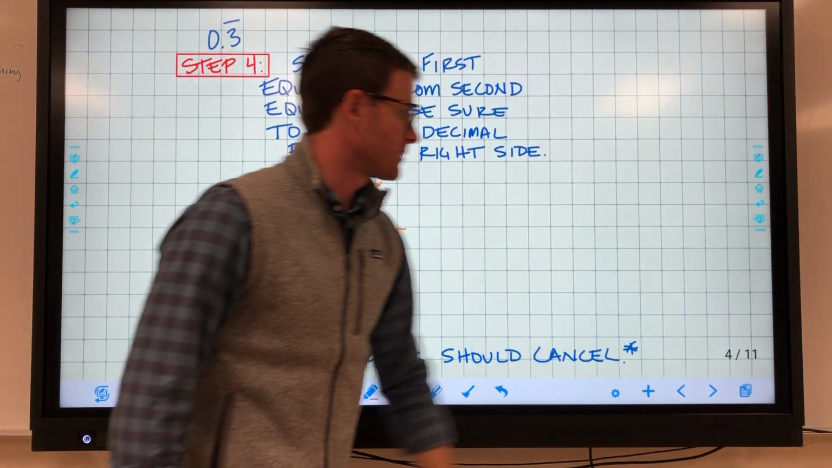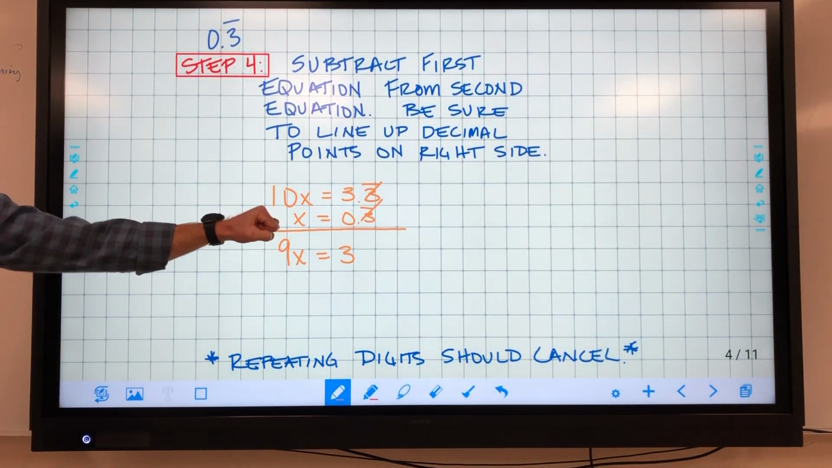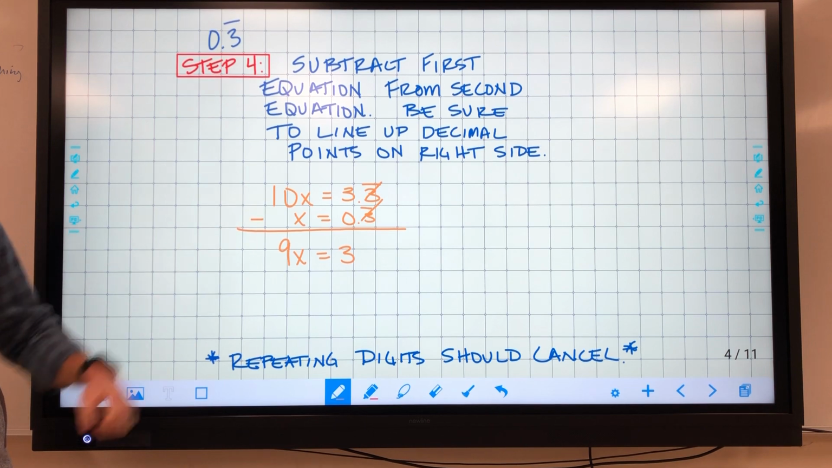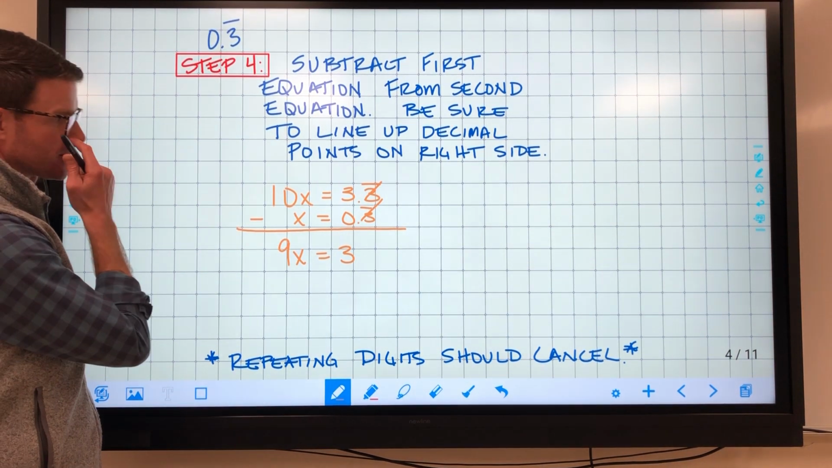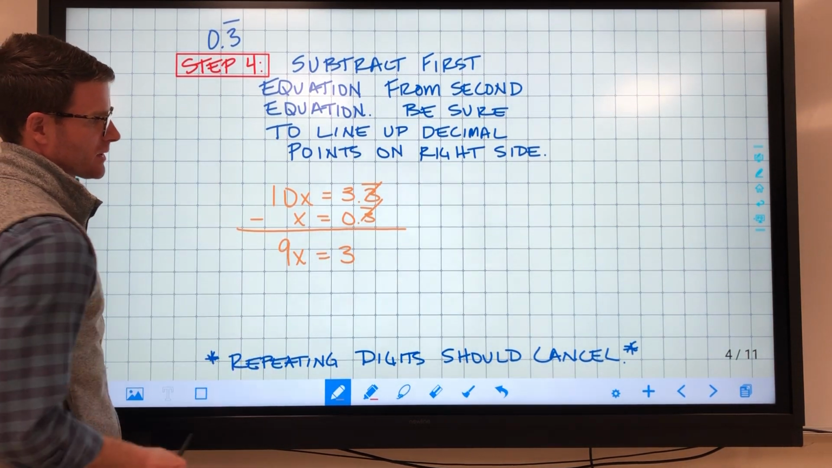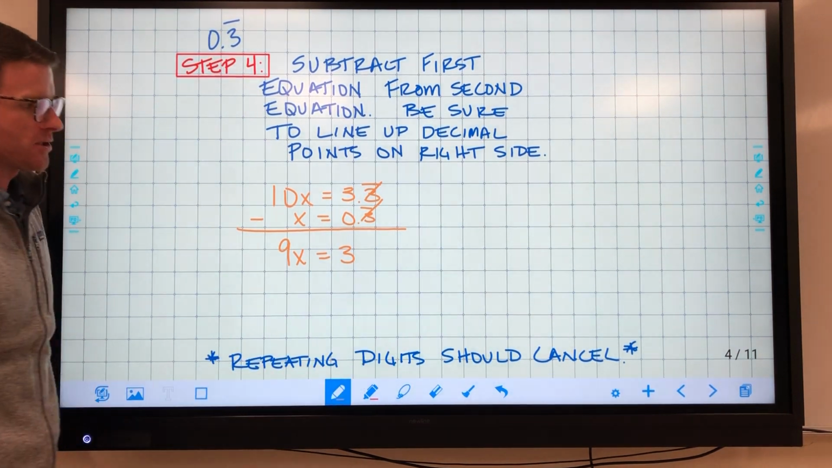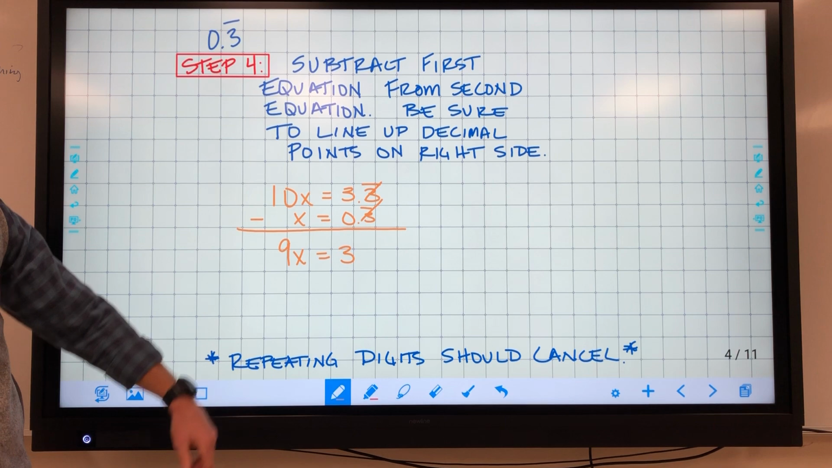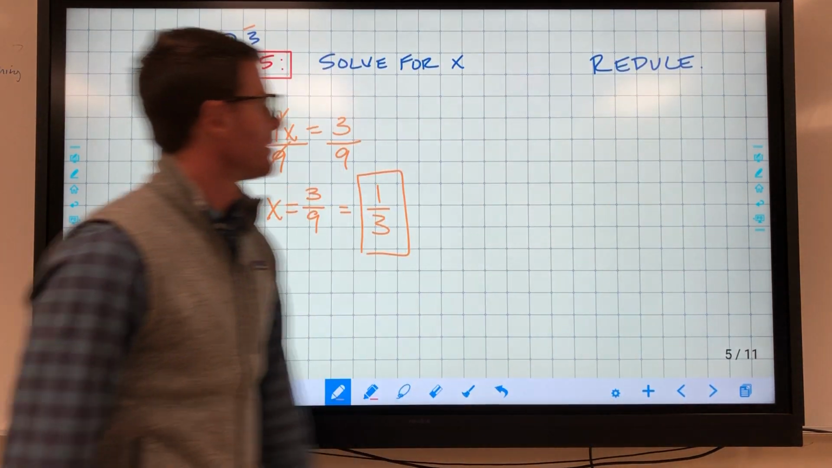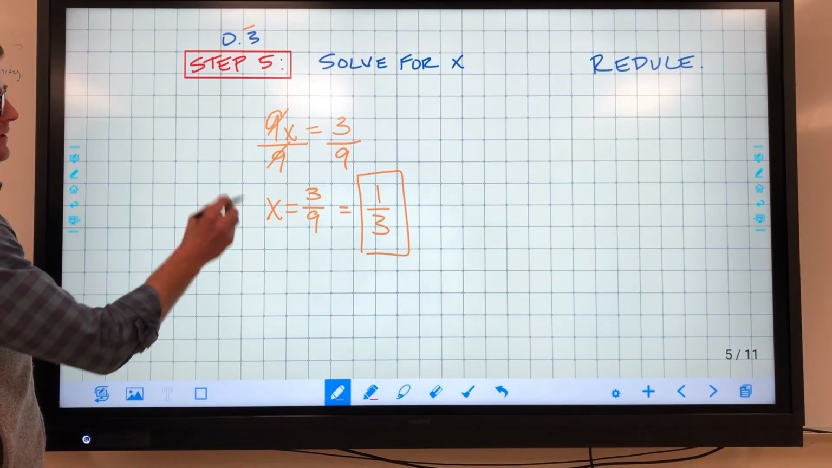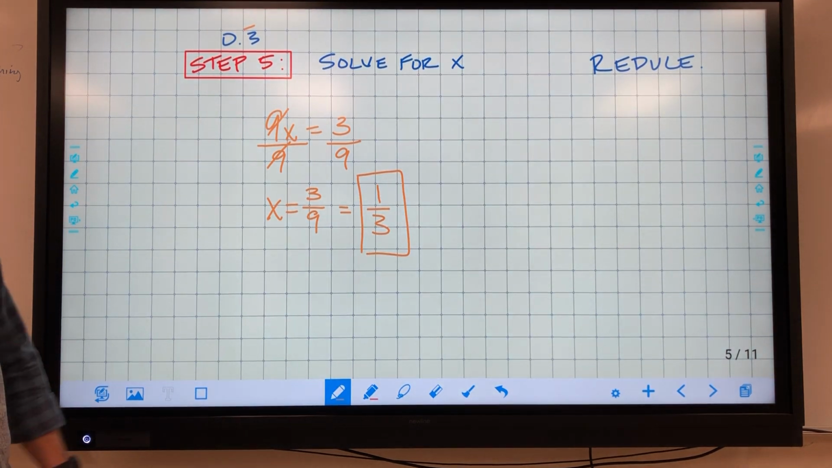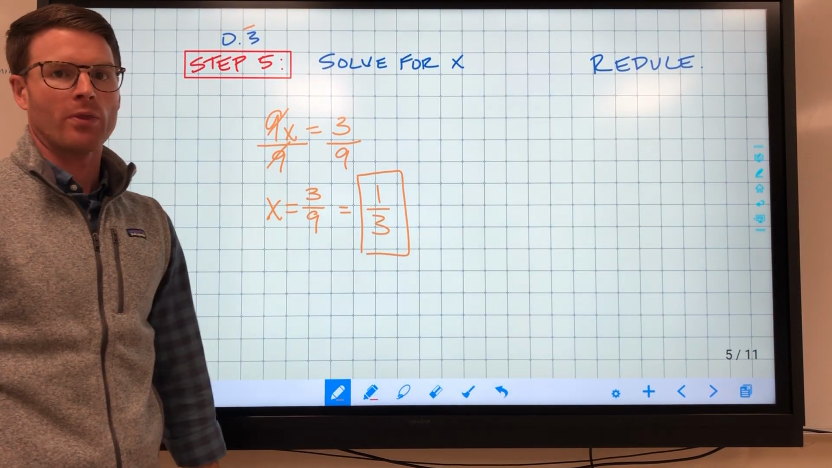That's my second equation. Step 4, subtract the first equation from the second equation. I need to make sure my decimals line up on the right side. And if I did this right, my repeating digits should cancel. I get 9x equals 3. Solve for x, reduce. x equals 3 over 9. 3 over 9 reduced is 1/3.